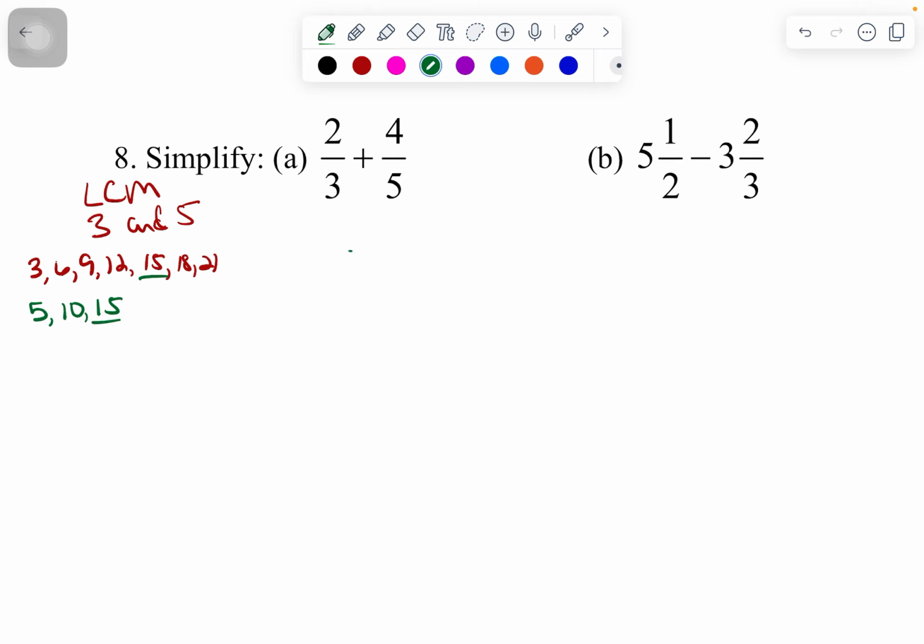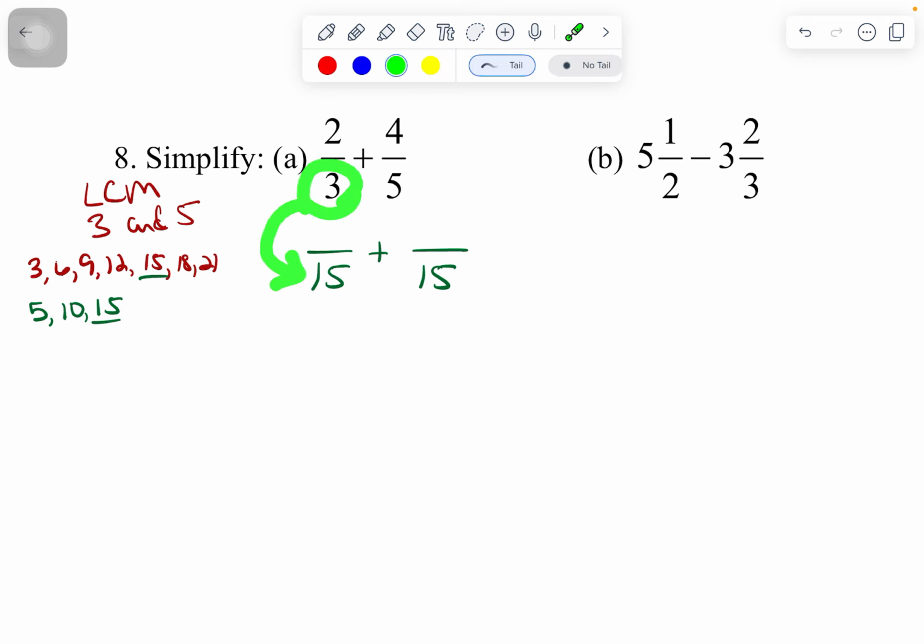So I need to now rewrite both of these fractions with a denominator of 15. So the question becomes, how do you get from 3 to 15? What did you have to multiply by? So that would be the number 5. Well, if you do that to the denominator, you have to mirror it into the numerator. So 5 times 2. All right, so 2 over 3, the original fraction here, has been rewritten now as 10 over 15. I wrote it right, said it wrong.